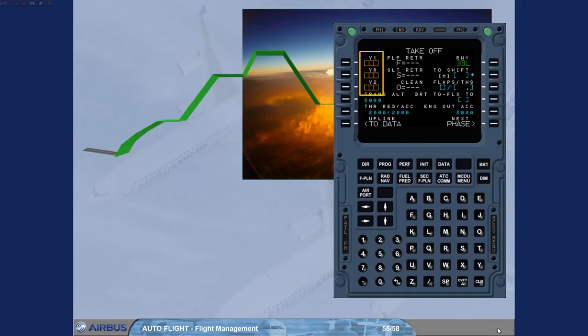Takeoff speeds V1, VR, V2, as well as the flex takeoff temperature or derated takeoff level, are manually inserted by the crew in the MCDU.